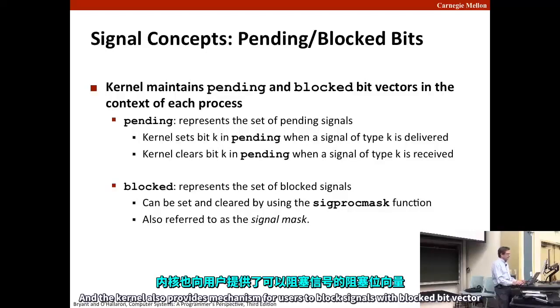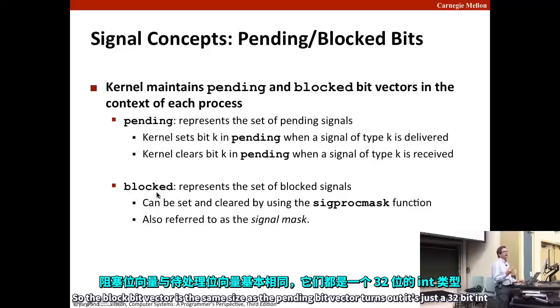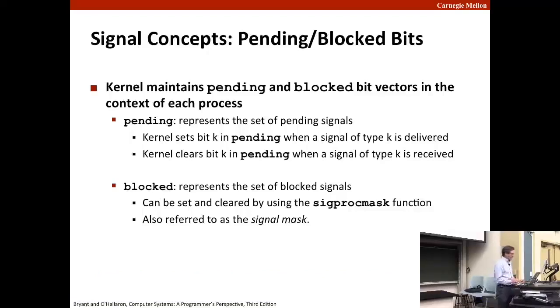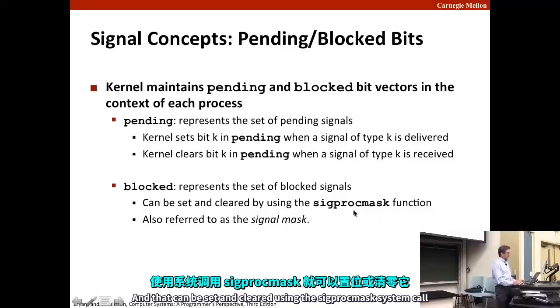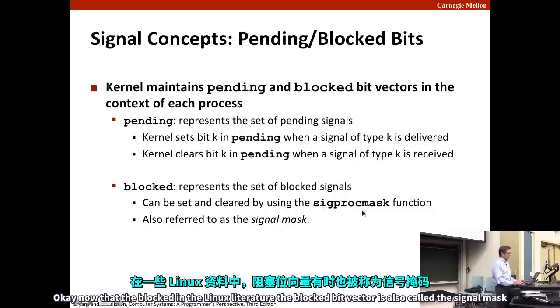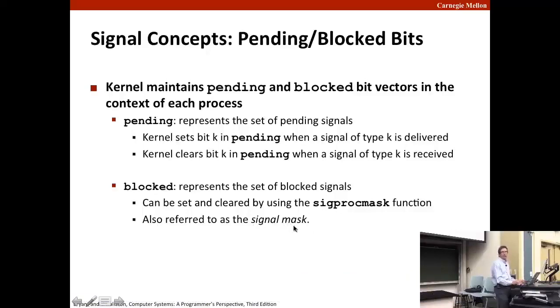The kernel also provides a mechanism for users to block signals with this blocked bit vector. The blocked bit vector is the same size as the pending bit vector. Turns out it's just a 32-bit int, and the bits in it can be set and cleared using the sigprocmask system call. In the Linux literature, the blocked bit vector is also called the signal mask.